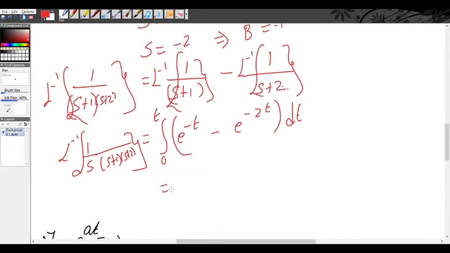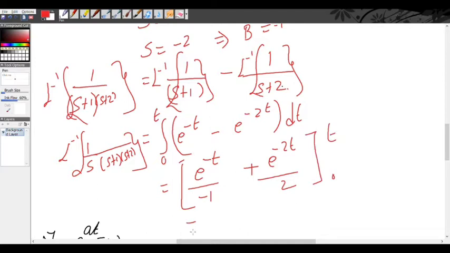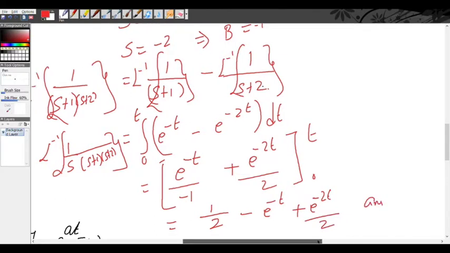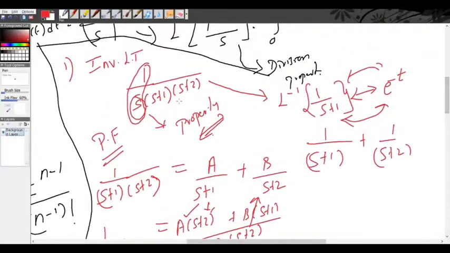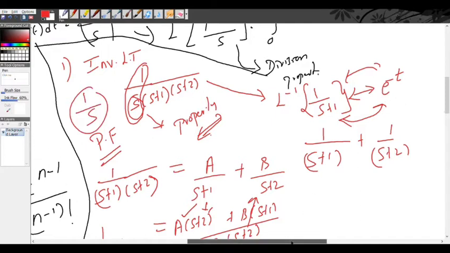So after integrating, what do we have to do? We have to apply the limits, right? Let's do that. E power minus t by minus 1, and so on, from 0 to t. So apply the limits. Finally you will get the equation: half minus e power minus t plus e power minus 2t by 2. So this is the answer. It's a simple question, but it was made interesting by the presence of this 1 by s. Otherwise we could have written it in two steps.